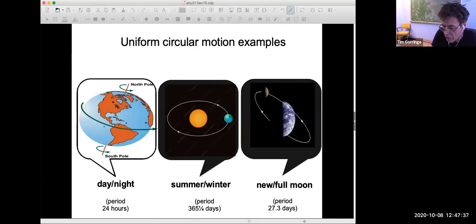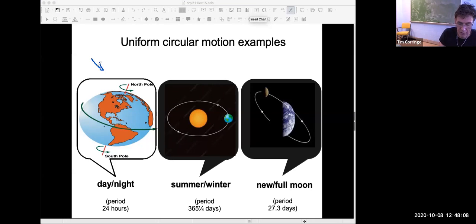Okay, so just to stress that whilst uniform circular motion is a special case of circular motion, it is a very important case of circular motion. Here are some examples familiar to you of circular motion that is actually uniform circular motion. So the rotation of the Earth over here on the left-hand side of this slide, that's uniform circular motion. That's circular motion at constant angular velocity with 0 angular acceleration.